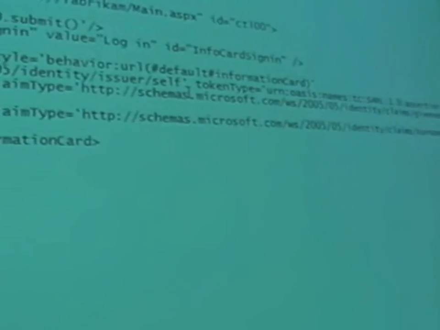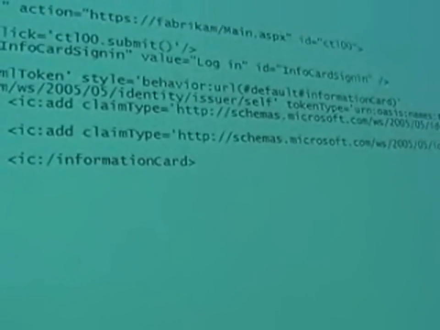It is basically a binary behavior implementation in IE. What you do there, if you look at it, you can specify the issuer, the same thing that you specify in the config. You can also specify the token type, in this case a SAML 1.0 assertion. You can specify several claims, either optional or required claims. In this case, it's given name and surname. So that's all you need.